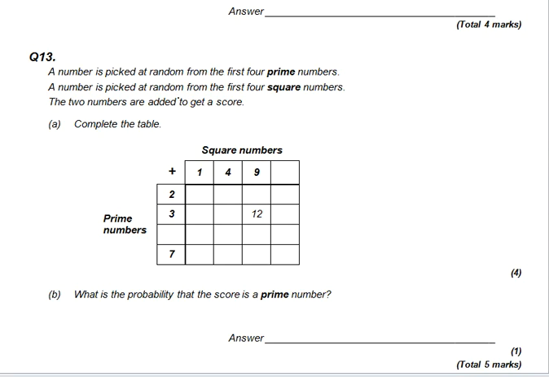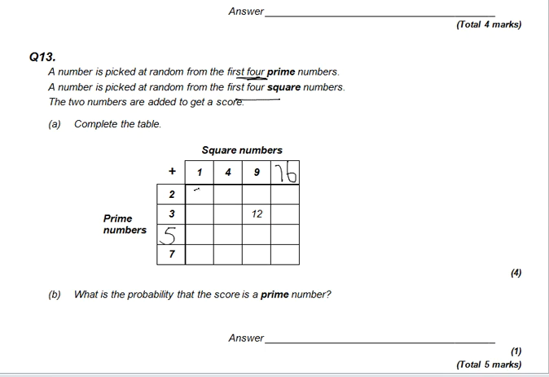Select at random from a list of 4 prime numbers. So the important bit here is the 4 prime numbers and the 4 square numbers, which means that you've got to fill this bit in. So 1, 4, 9, and then we've got 16. On this one, we've got 2, 3, and 5.